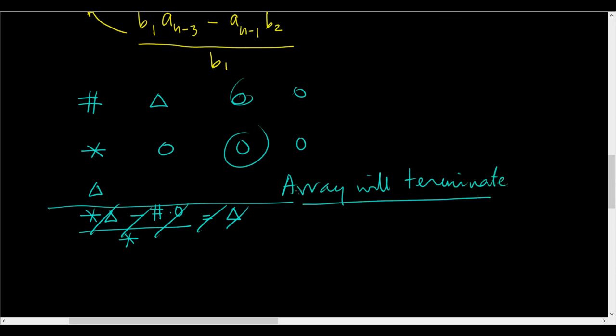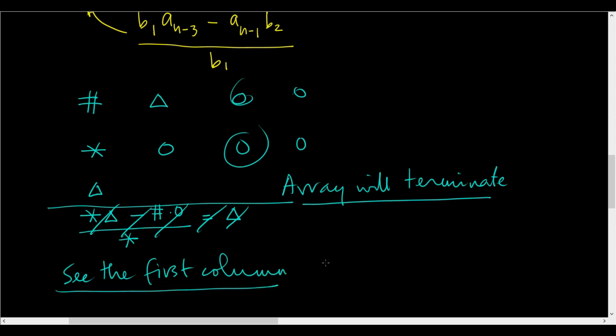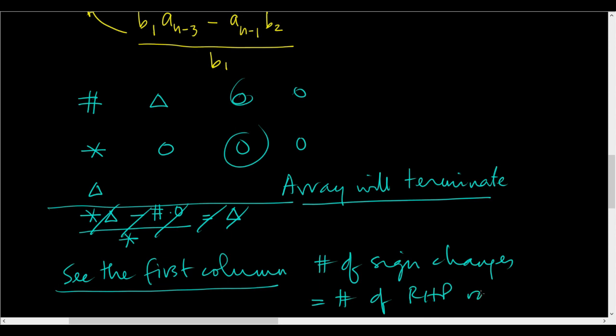Okay, and you make this array, then you see the first column, and see the number of sign changes equals the number of right half plane roots. So this is quite wonderful. Let's go back to MATLAB and see how that works.